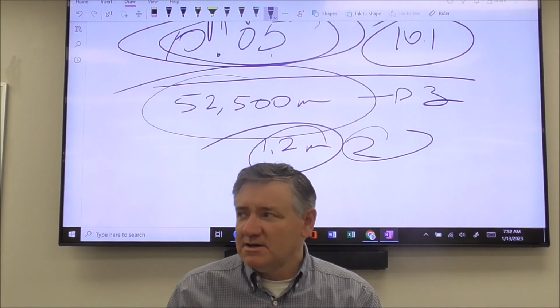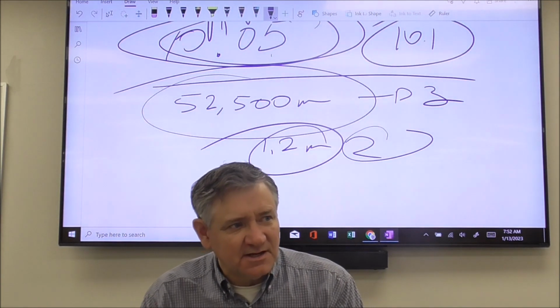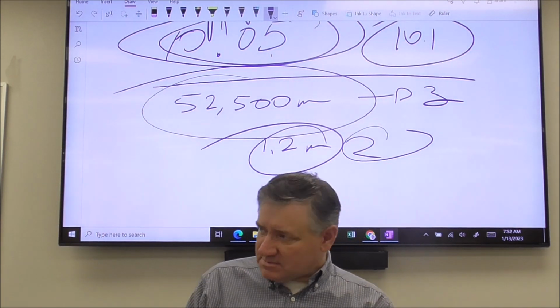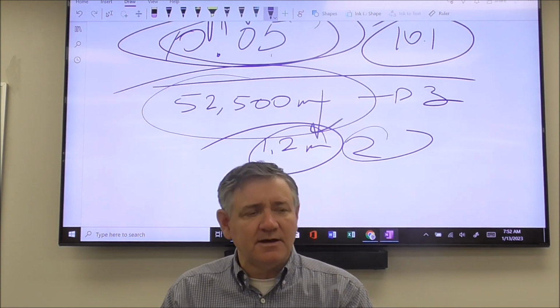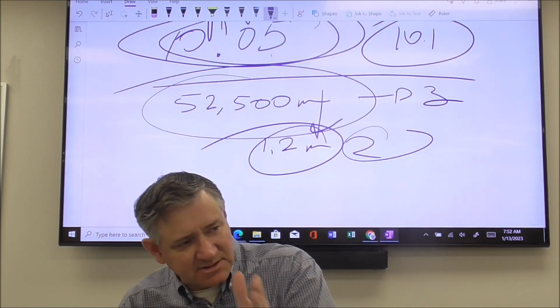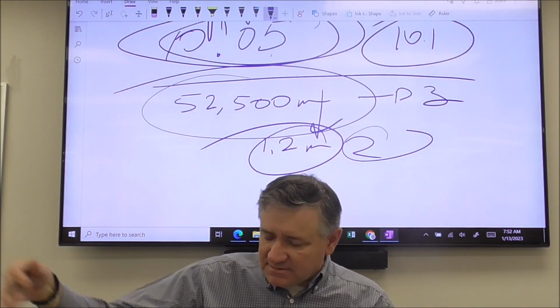The 1.2. So just because a number has more significant digits doesn't mean that that's the one that's most precise, okay? Because your precision is going to be determined by the number of digits to the right of the decimal place or the number of divisions on the measuring device, okay?